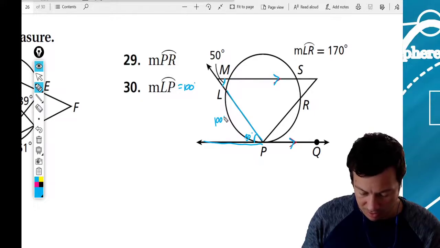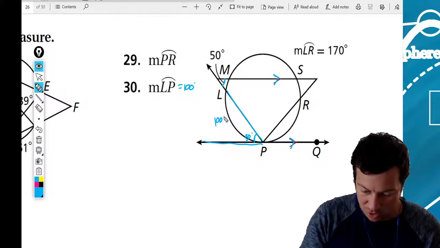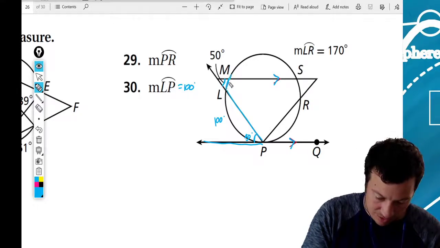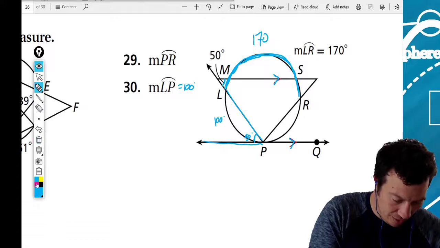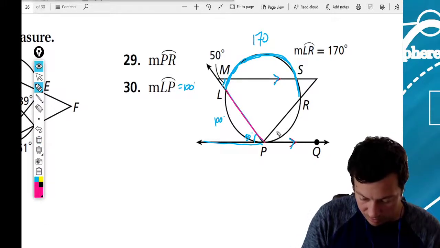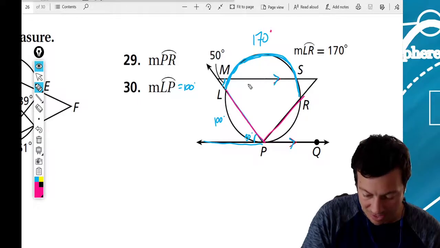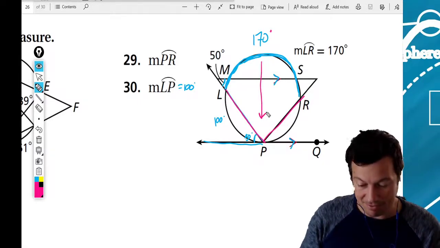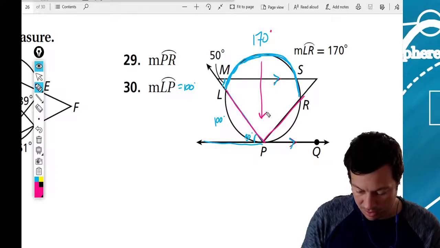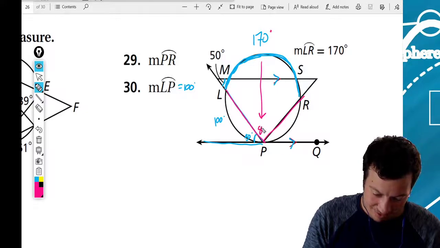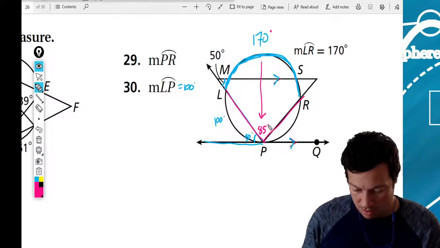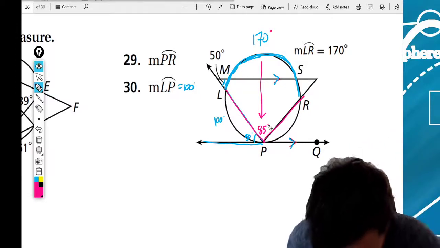All right, the other thing that we can do here is it tells me that arc LR is 170. So that's this right here. LR is 170. So that arc being 170, well, I can look at the angle and its intercepted arc. The intercepted arc is 170, so that inscribed angle is going to be half of that. Okay, so that would just be 85 degrees.